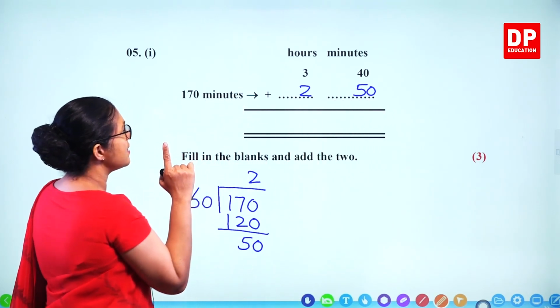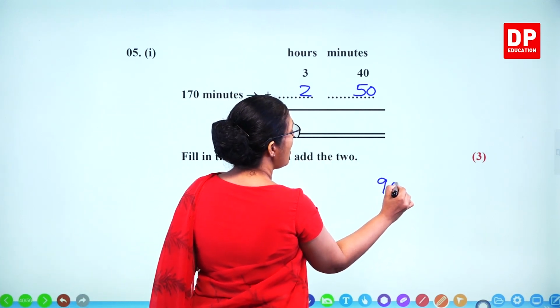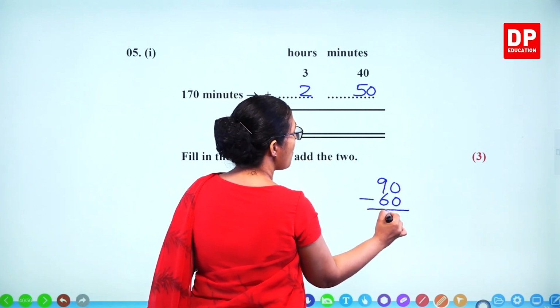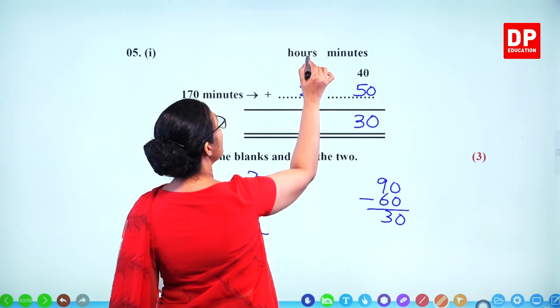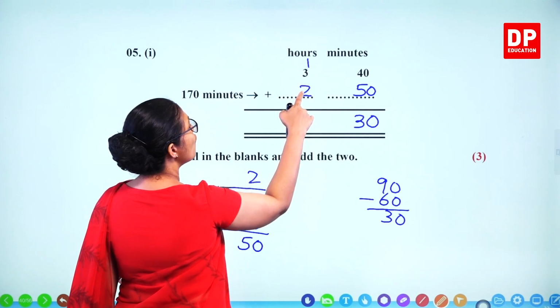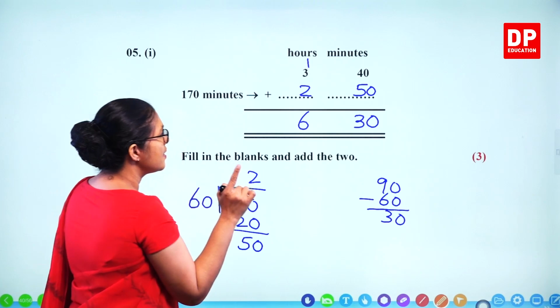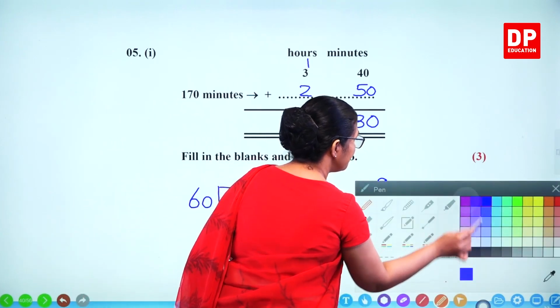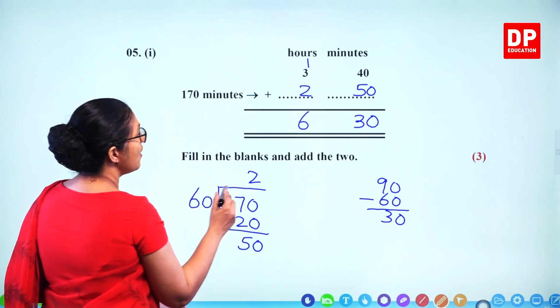Now we can add it. 50 and 40, when you add it, 90. 90 you can't keep. Subtract 60 from that, 30 remaining. So 30 here. So you have to take 1 here. 3 plus 1, 4, 4 plus 2, 6. So 6 hours and 30 minutes. So you get 3 marks here.